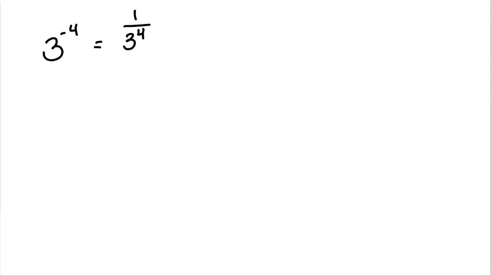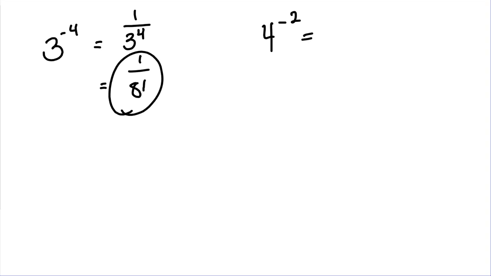So let's evaluate this one. 3 to the power of negative 4. So we write it as a unit fraction with the positive exponent in its denominator, 1 over 3 to the power of 4. And we evaluate this as 1 over 81. What if we had 4 to the power of negative 2? We would just write this as 1 over 4 to the power of 2. And we would evaluate this as 1 over 16.